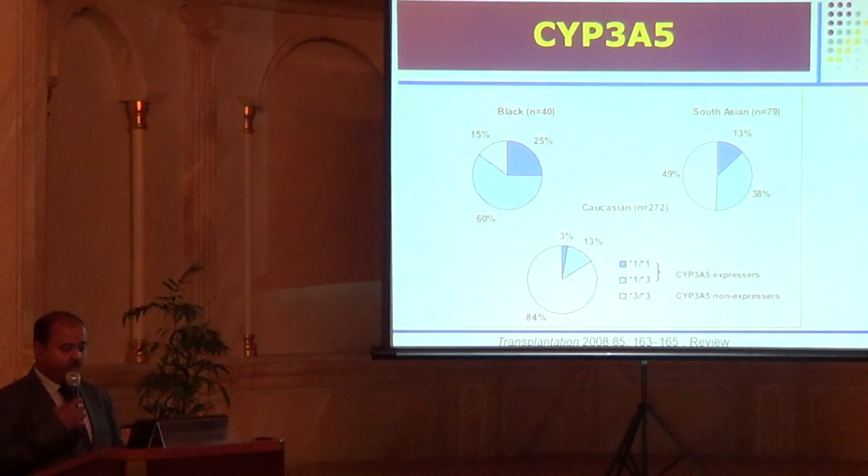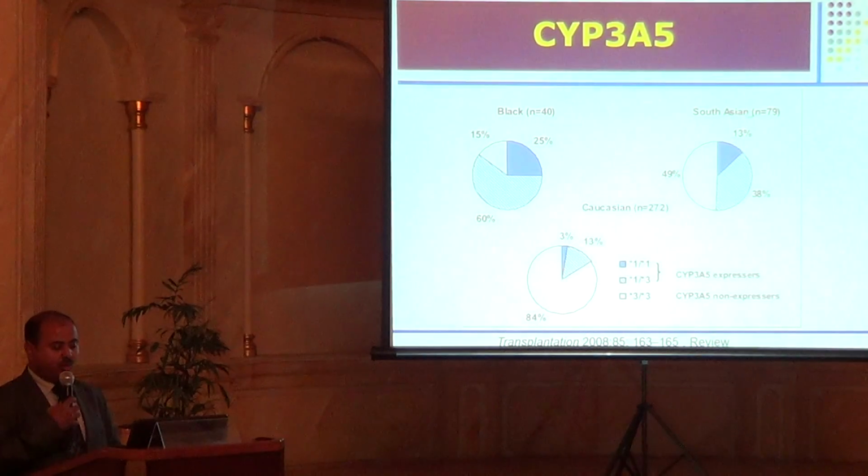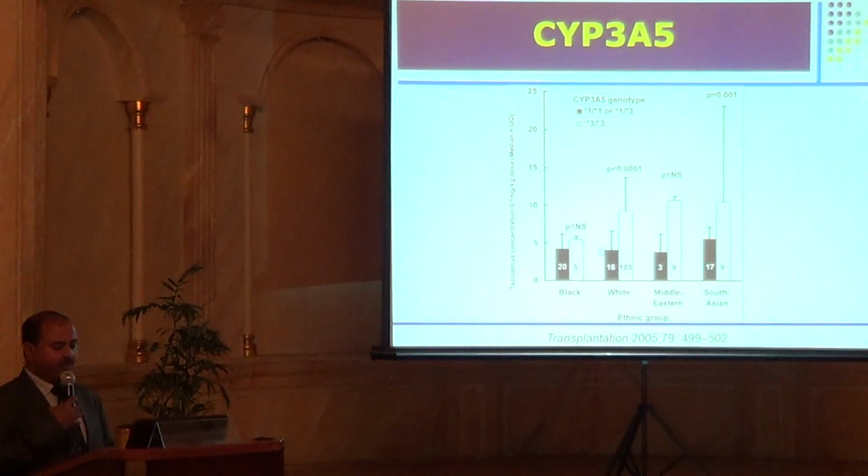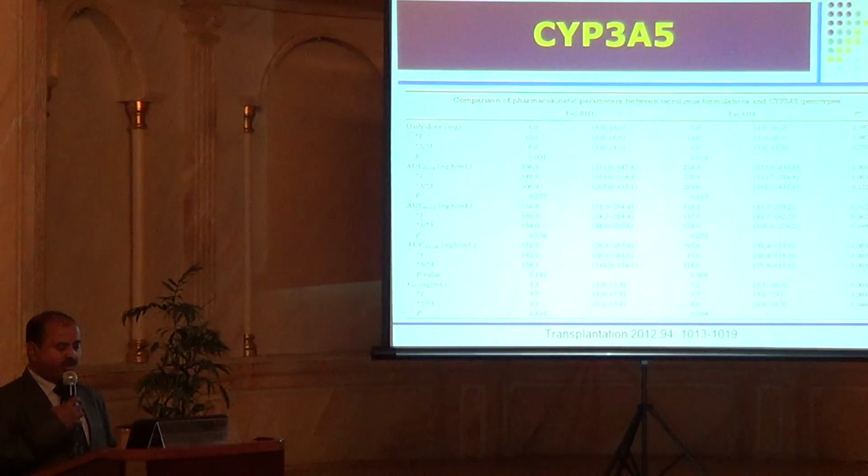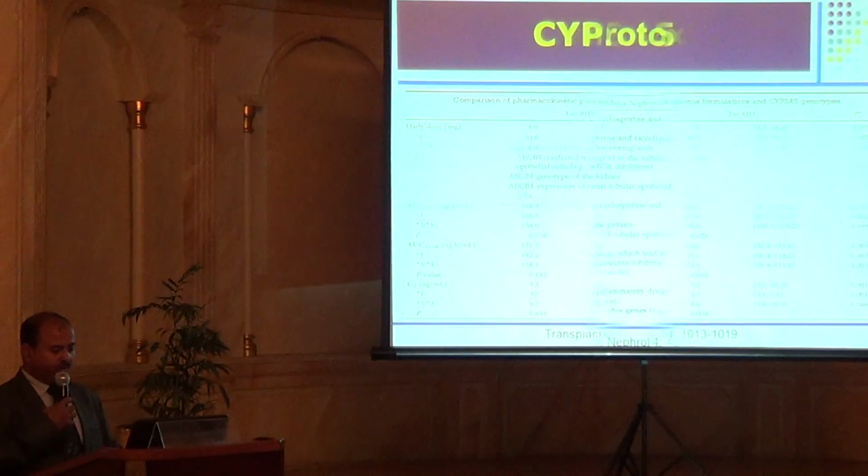Here is an example of the polymorphism. As you see, there is a difference in the percentage of expressors and non-expressors according to race. If you look at the white one, which is non-expressor, you can find the lowest in the blacks, so the blacks are mostly fast metabolizers in comparison to Caucasian and South Asian. The same, if you are dealing with a fast metabolizer, you can find the level is low. And again, if you apply the same to once daily or twice daily tacrolimus, you can find here. And if you are dealing with fast metabolizers or expressors, you need a big dose, 10 mg per kg versus 6 mg per kg. And I think we have no time to explain all of this table.